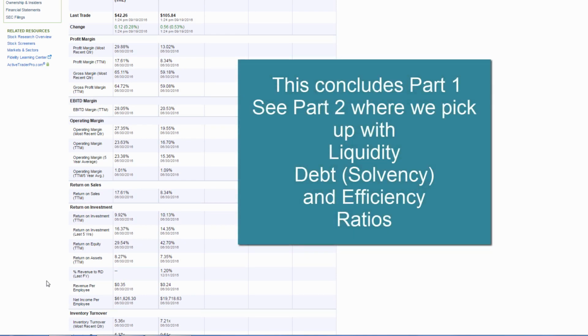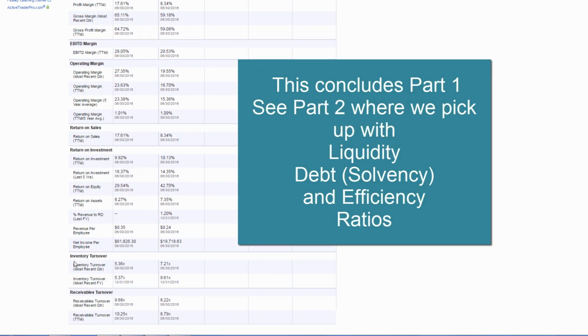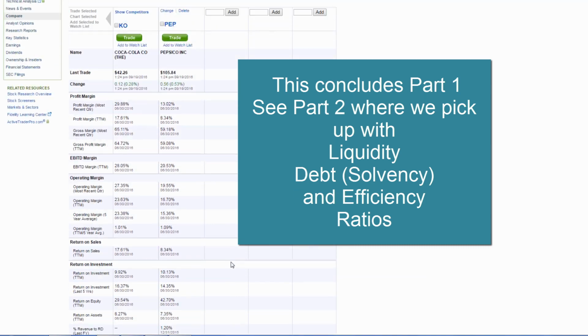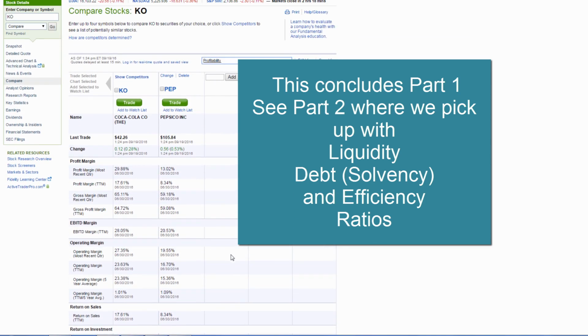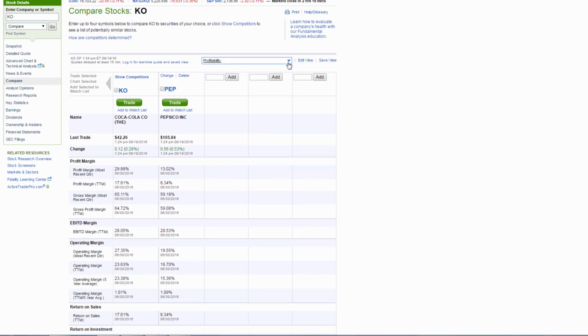By the way, we're going to come later to an efficiency ratio, which is inventory turnover. They happen to have it here under profitability. For inventory turn, the higher the number, the better. You can see Pepsi here is a little better than Coke as far as inventory turn. They happen to list it under profitability, though it's really more of an efficiency ratio. So be aware, sometimes they can end up in different spots.